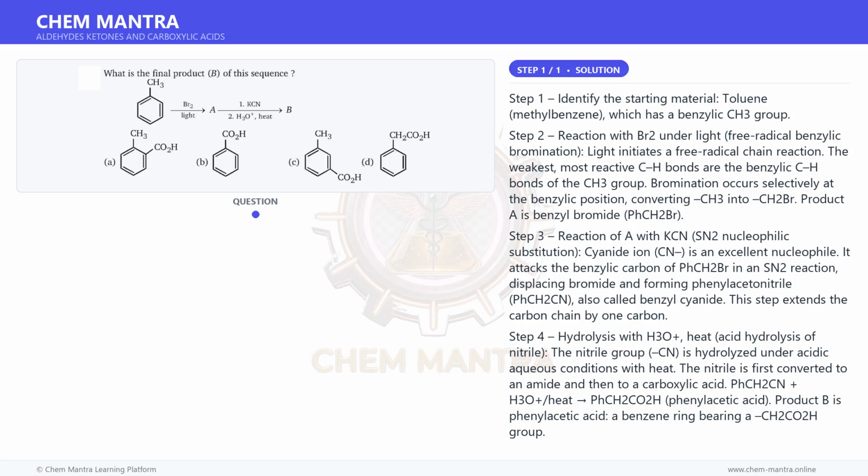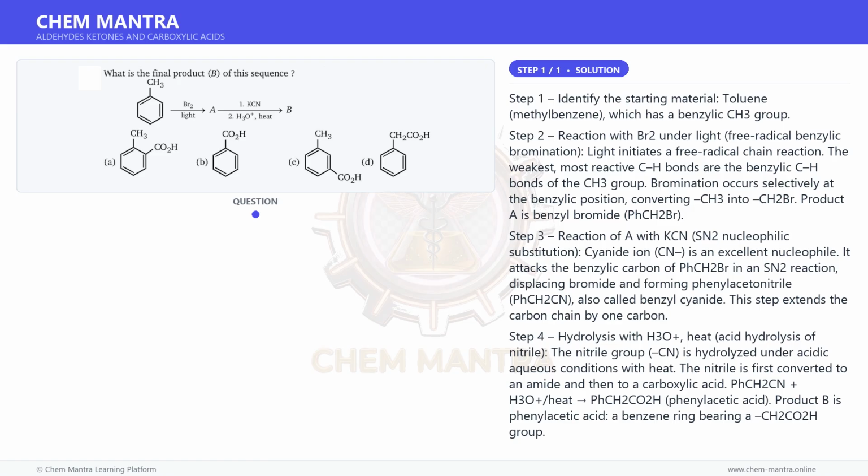Step 1. Identify the starting material, toluene, methylbenzene, which has a benzylic CH3 group. Step 2. Reaction with Br2 under light. Free radical benzylic bromination: light initiates a free radical chain reaction.